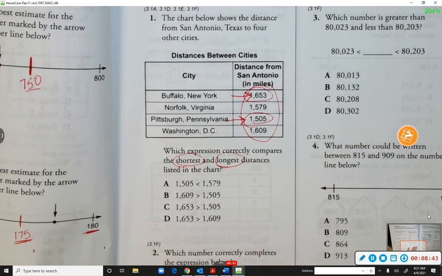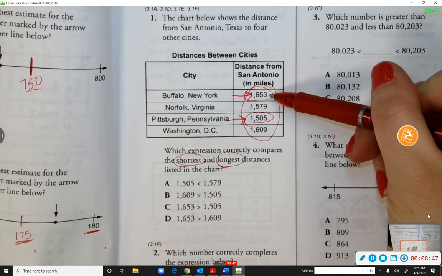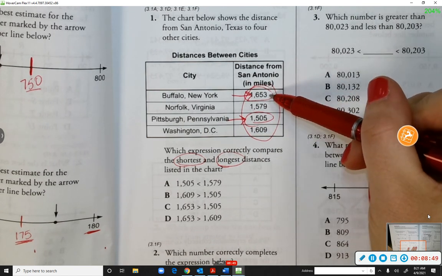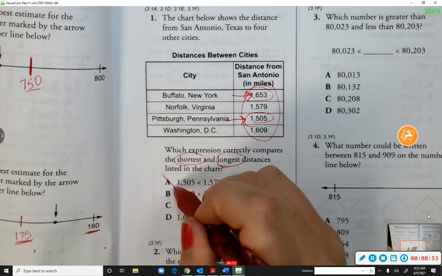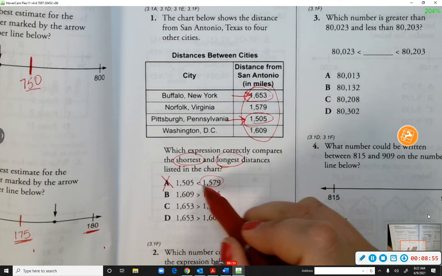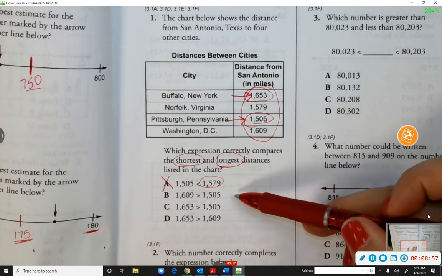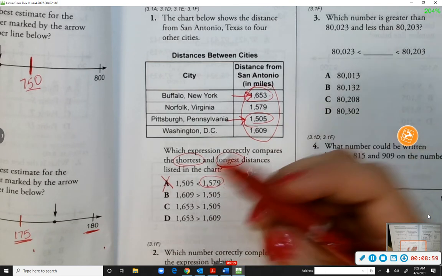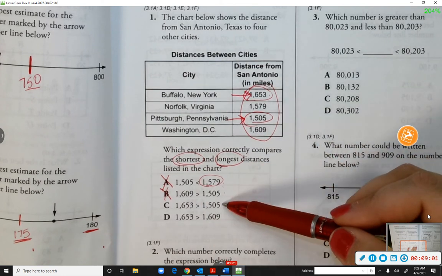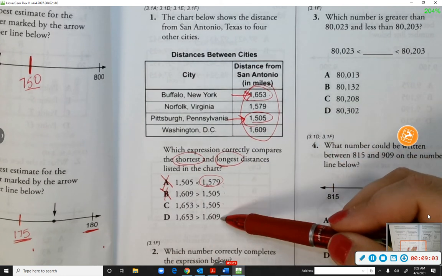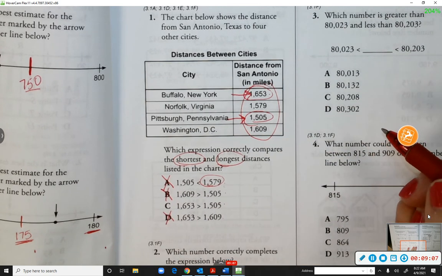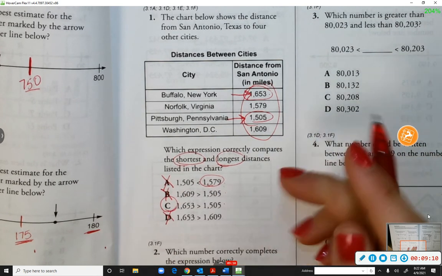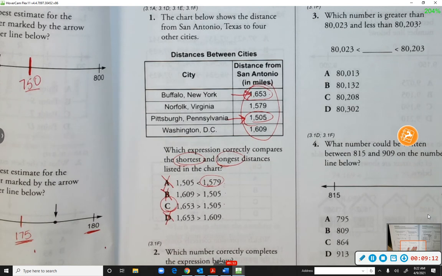Which answer choice? Because they're not using the shortest and the longest. Is A using the correct numbers? No. Not supposed to use this one, okay? B, is it using the correct numbers? No. C? Yes. D? No. So we didn't even need to know if it was comparing them correctly. We just needed to know which numbers were the shortest and the longest.